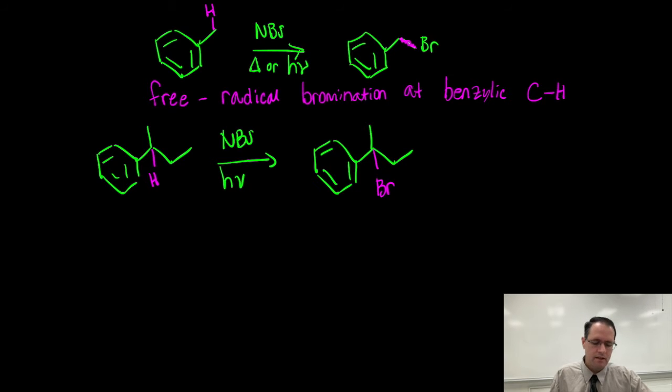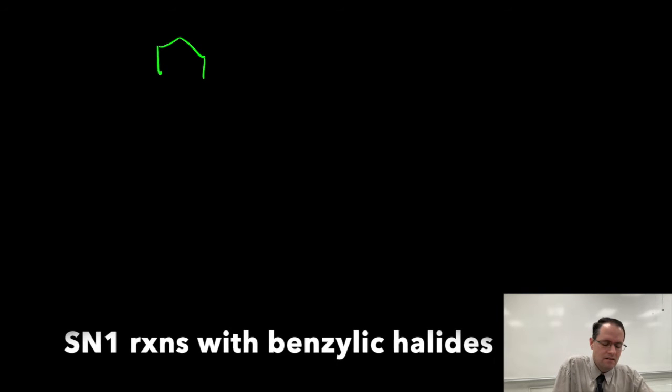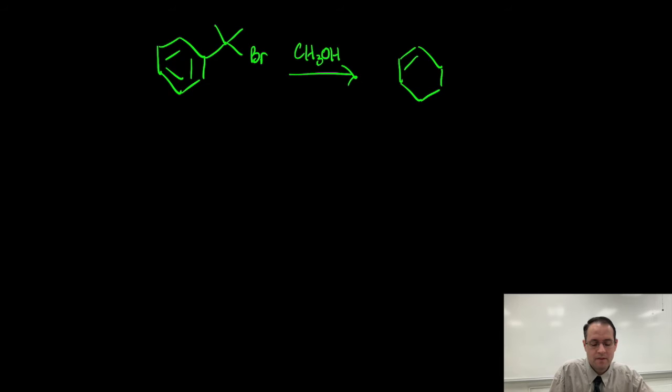Okay. Now, the other thing you can do with allylic halides is treat them with different nucleophiles. So if we treat this with methanol, this will make our ether, and this reaction happens by SN1. Now we know that because this is a tertiary substrate. That is to say, that carbon that I've highlighted is bonded to 3 other carbon atoms. But what I really want to point out here is that this is a benzylic halide.